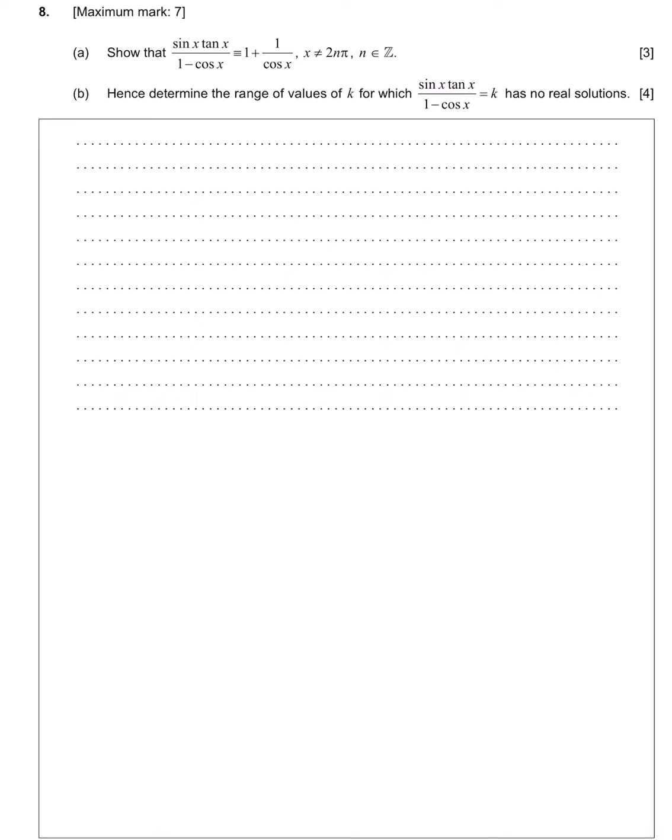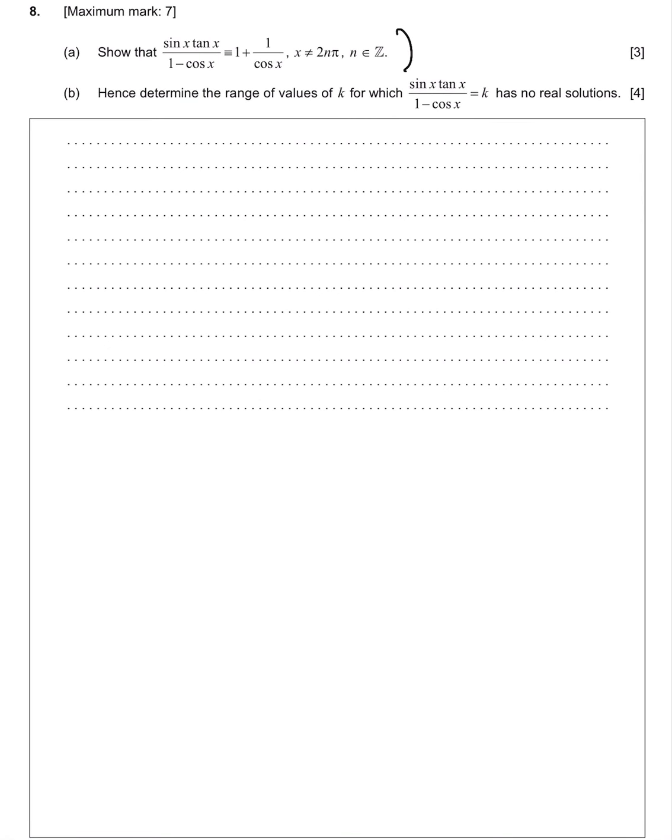Question 8. So this is worth 7 points, 3 of which are for demonstrating that this is the case. I think the easiest way to start this is to try and decompose what we can. I'm going to decompose the tan x. And keep in mind that we want to have this part as our ending point. But I think this was a good start.